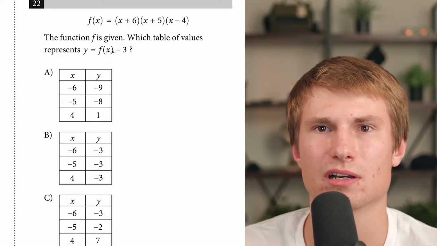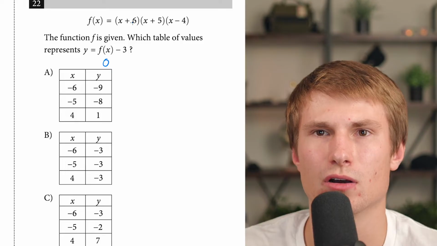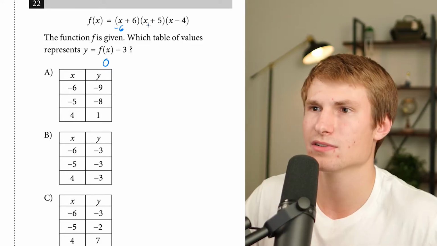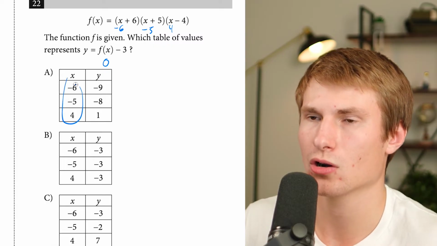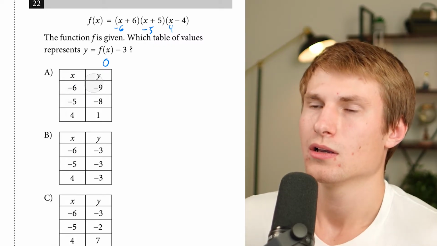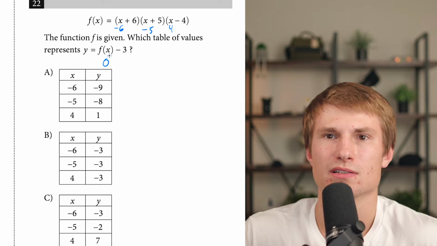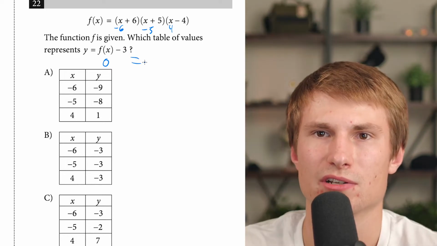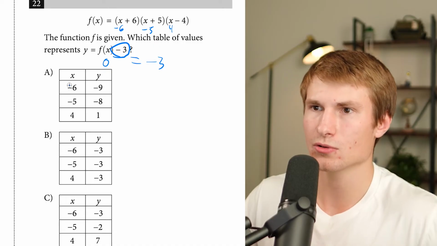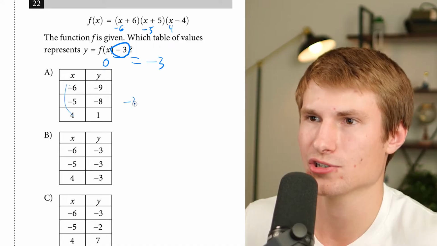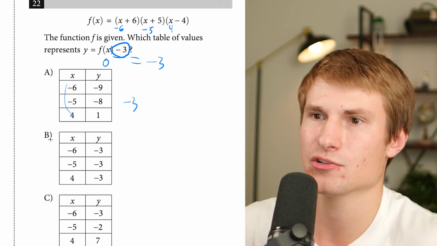So this is important because we know that f of x will be 0 where we have -6, -5, and 4, which are all of our x values here. So what that ultimately means then is since that would be 0, this would all equal out to -3, right? Since we have this -3 in the transformation. So since these all have the same x values, the y values all should just be -3. So that's going to be answer choice B.